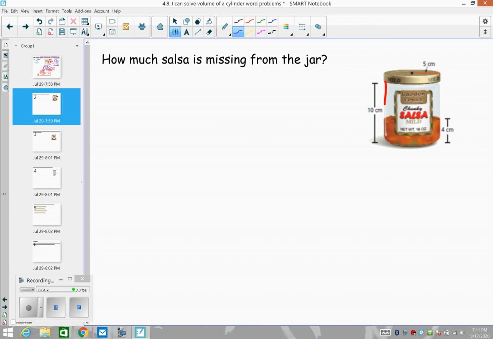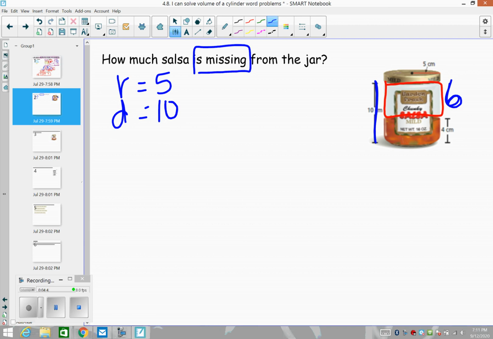So we're talking about the missing section here. If we know that the entire height is 10, the missing section has a height of 6. So for the missing section of the jar, we have a radius of 5 because that doesn't change. The diameter would be 10 because it's 5 plus 5. Not that we're going to need that, but it's good to think about it. And the height of the missing section of the jar is 6.